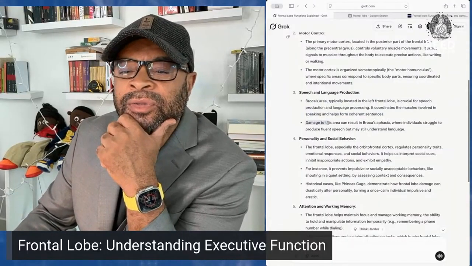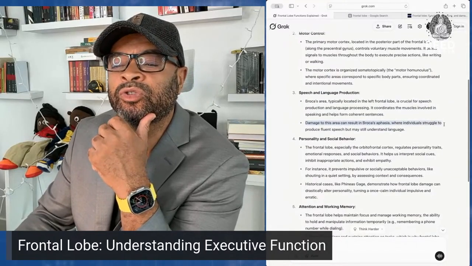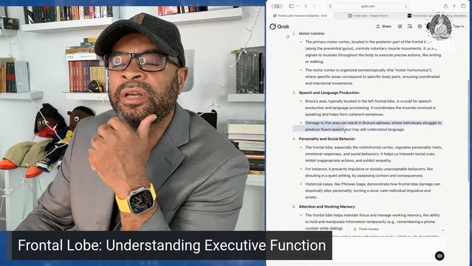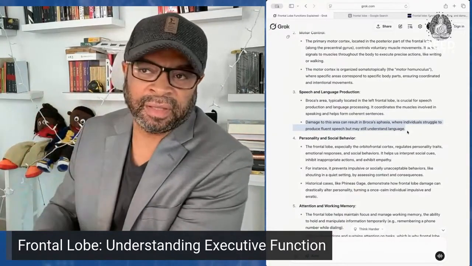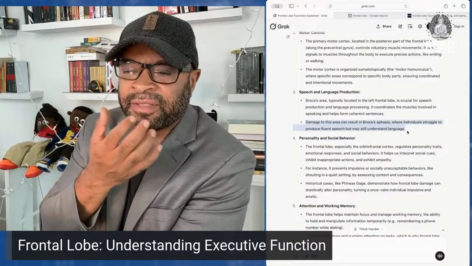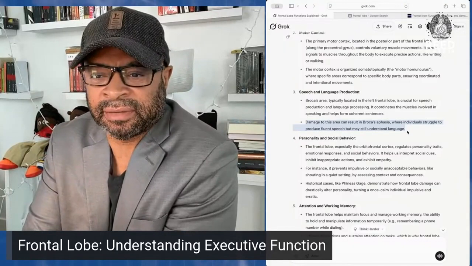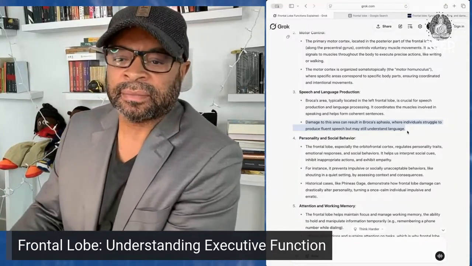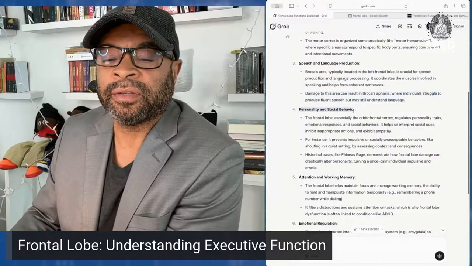Damage to this area can result in Broca's aphasia, where individuals struggle to produce fluent speech but still may understand language. So they can receive the information, but they simply have difficulty with the process of speaking due to the damage.